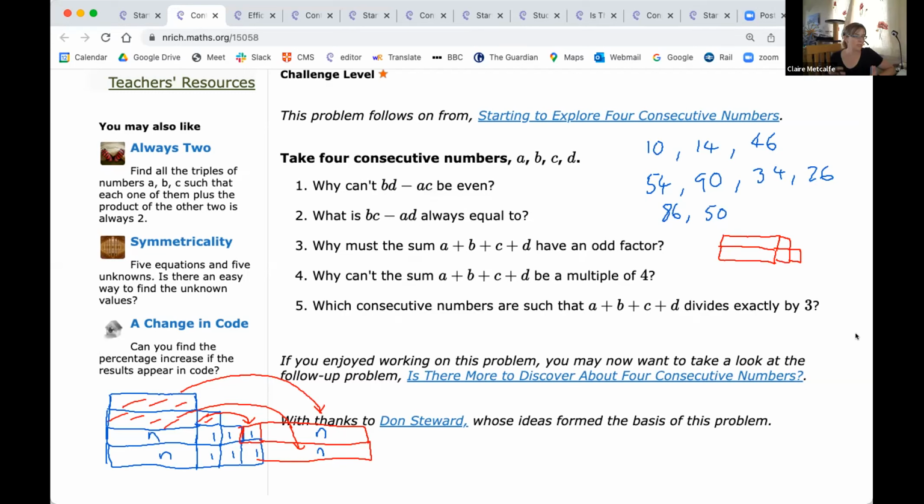So if you use the chat to explain why you think it can't be a multiple of 4, and whilst you're having to think about that, we'll just address H code's concern. So having an odd factor means you can divide it by an odd number. So 10 has got a factor of 5. I can divide it by 5. 14's got a factor of 7, and so on.